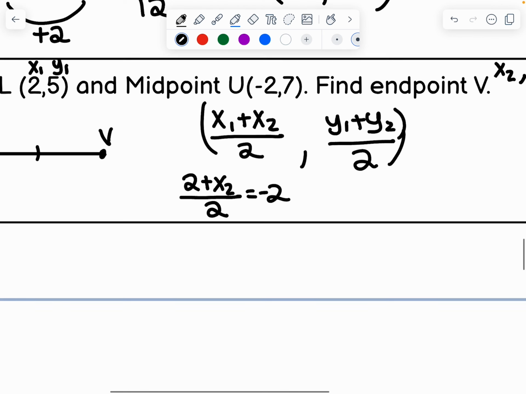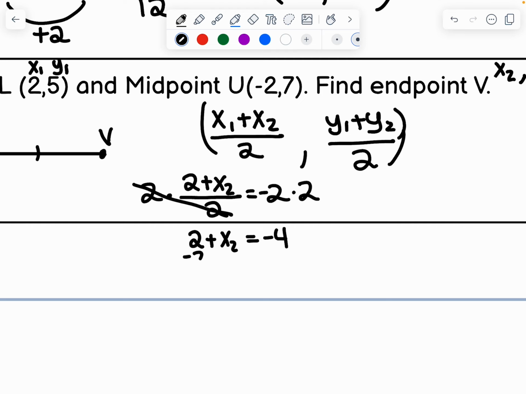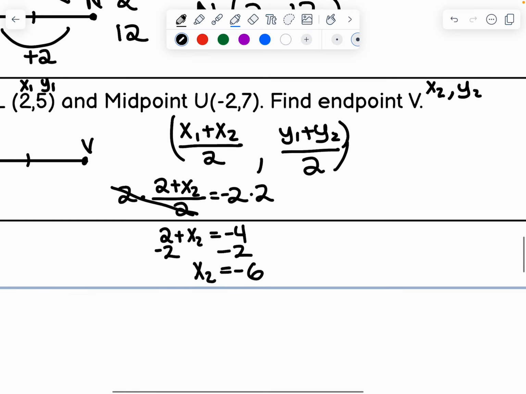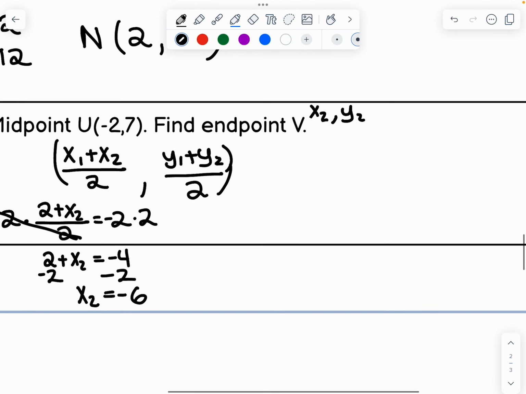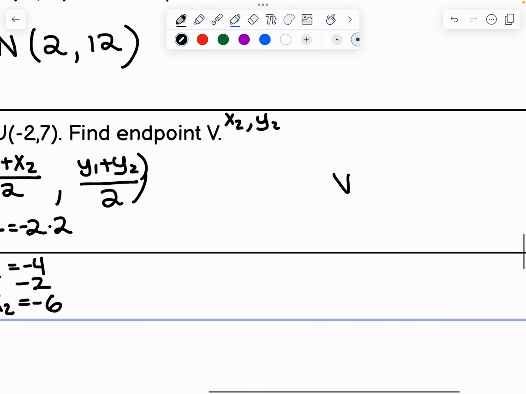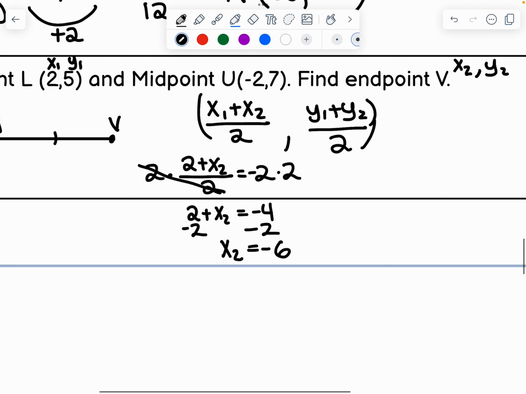And this is an equation we can solve. To solve it, we're going to multiply by 2 on both sides. And so these cancel out, and we're left with 2 plus x2 equals -4. Subtract 2 from both sides, and we find that x2 is -6. And so V is at -6. We still don't know the y coordinate. Let's find it.